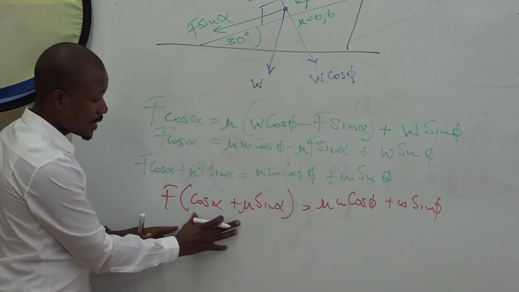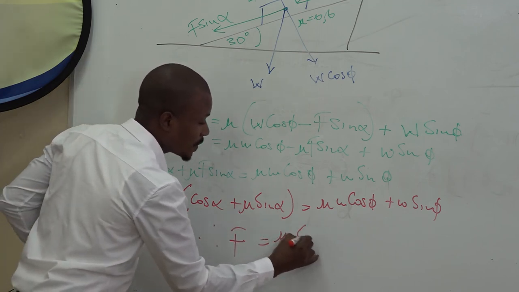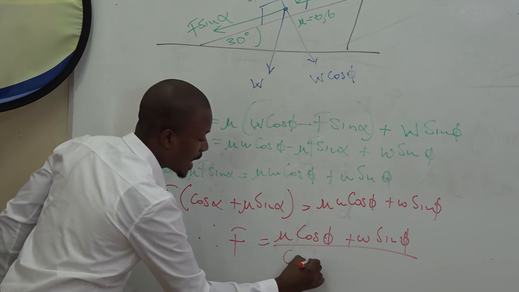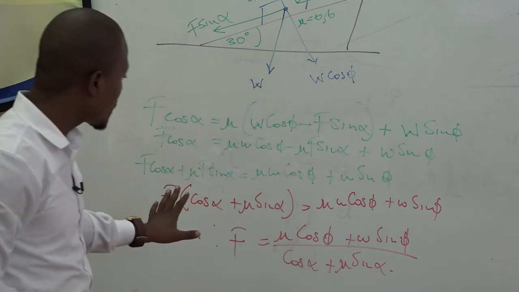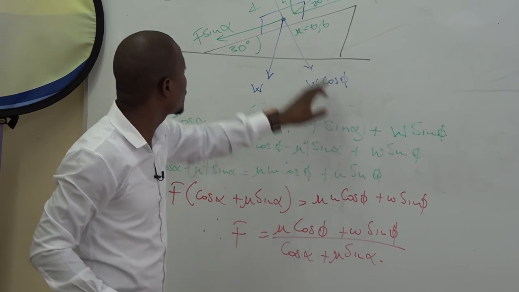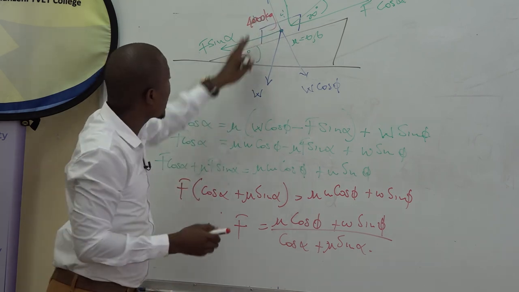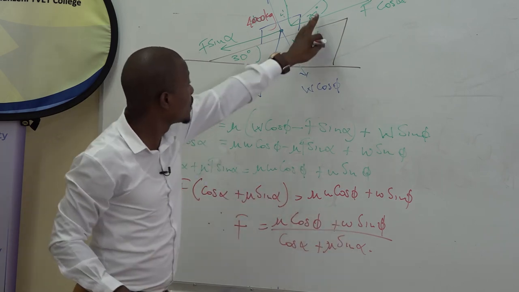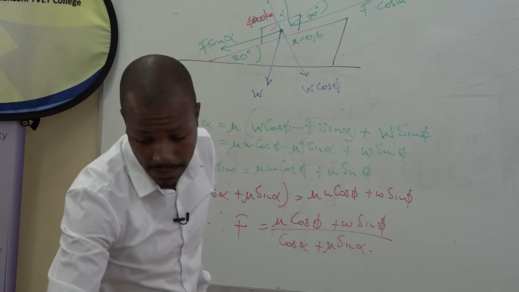Now I divide both sides by this one so that it can be removed. Divide both sides. This means that F will be equal to coefficient cos theta plus W sine theta divided by cos alpha plus coefficient sine alpha. Then you substitute your values. You put in your coefficient of friction 0.6, your theta, which is 30, your weight, which is 4,000 kg, multiplied by 9.8, multiplied by sine 30, divided by cos 20 plus 0.6 sine 20, and you find the value of your answer there.